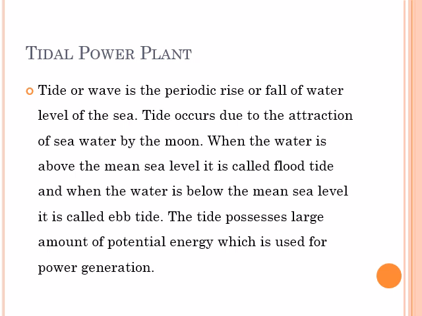Next is the other type of power plant which uses water as the source to produce electricity, that is tidal power plants. Tide is the periodic rise or fall of the water level of the sea. The tide occurs due to the attraction of sea water by the moon. When the water is above the mean sea level, it is called the flood tide, and when the water is below the mean sea level, it is called the ebb tide. The tide possesses a large amount of potential energy which is used for power generation.